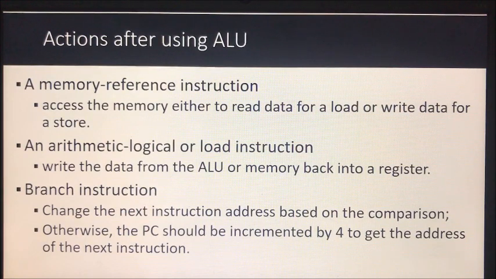In the case of branch instruction, we are supposed to get the next instruction address. The next instruction address could be based on the comparison and also it could be based on the program counter value, that is PC value. So there are two possibilities in this case: change the next instruction address based on the comparison, or otherwise change the next instruction address by incrementing the PC by 4.